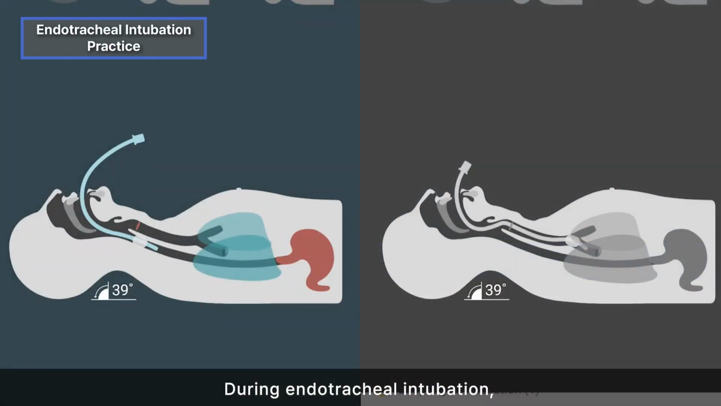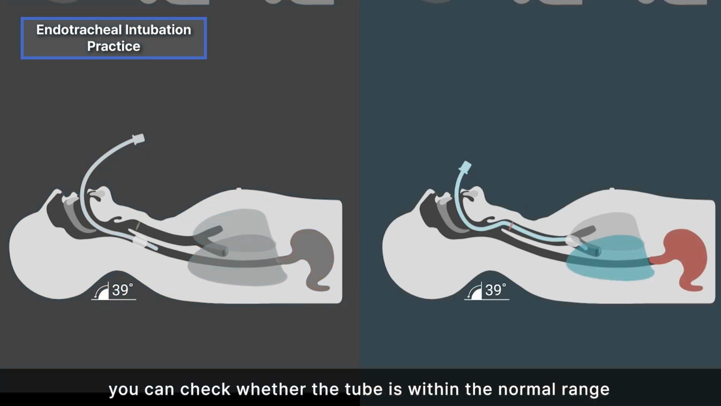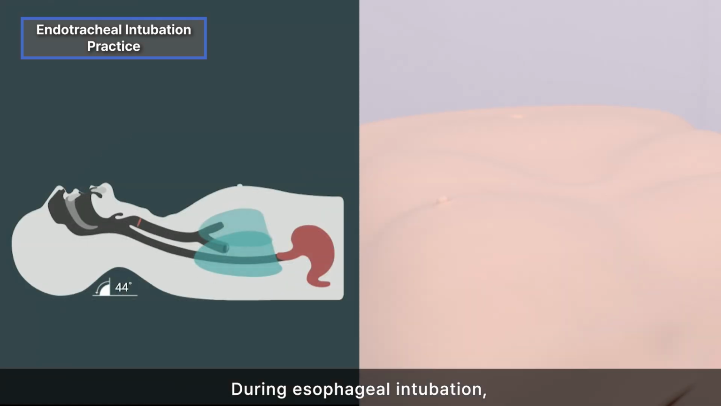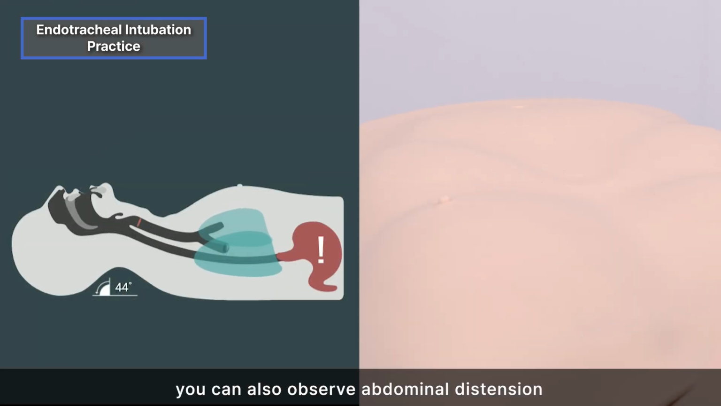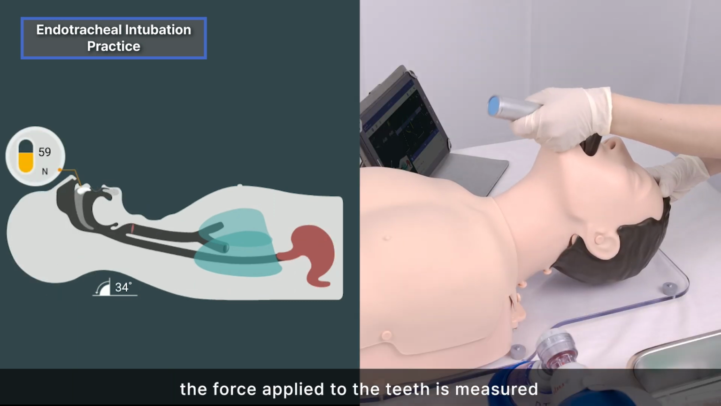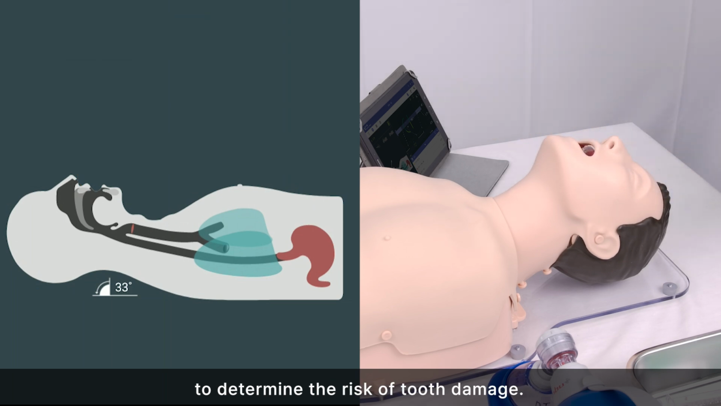During endotracheal intubation, you can check whether the tube is within the normal range or inserted too deeply into the right bronchus. During esophageal intubation, you can also observe abdominal distension caused by air entering the stomach. During the intubation process, the force applied to the teeth is measured to determine the risk of tooth damage.